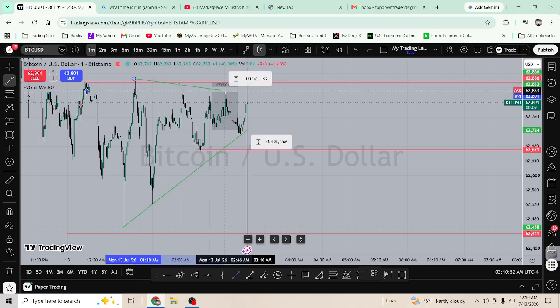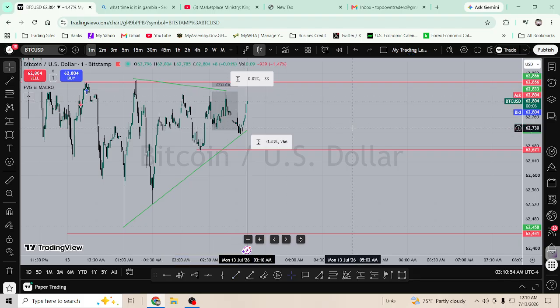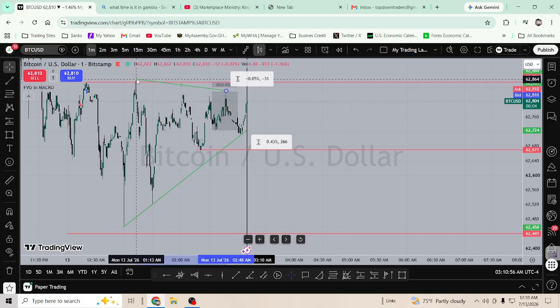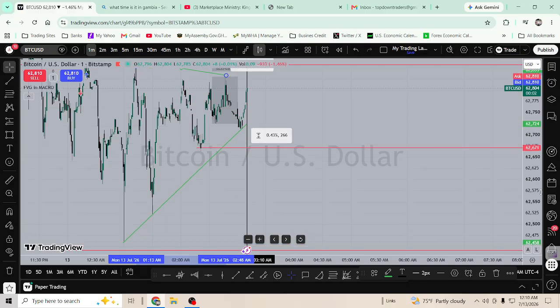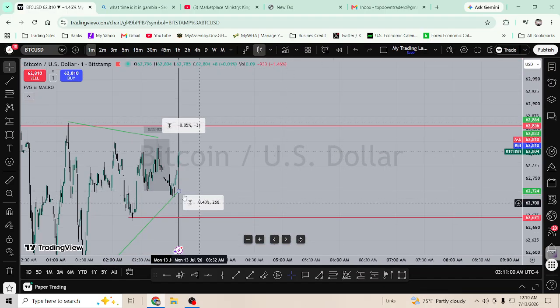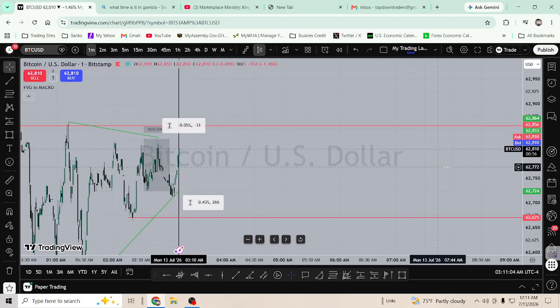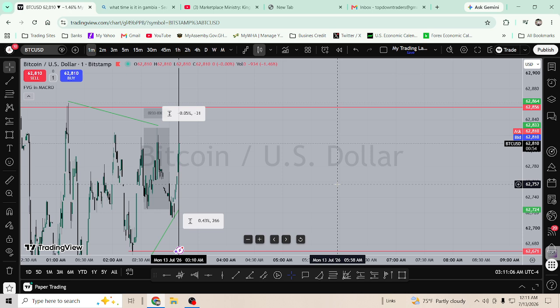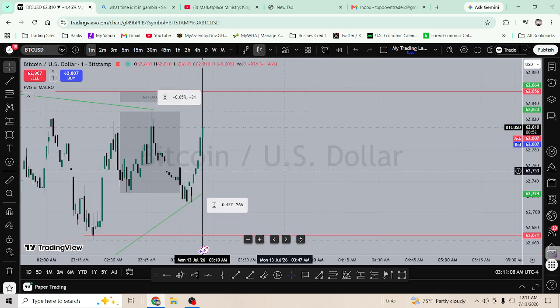Because we already have one failure swing. But that macro is going to try to run for liquidity somewhere, and then it's going to reverse. Okay, so we're 1 minute into the macro, and let's see what this 12:10 macro does.